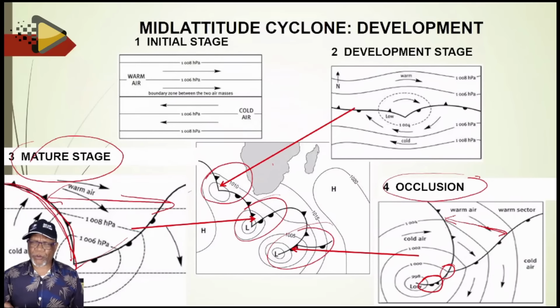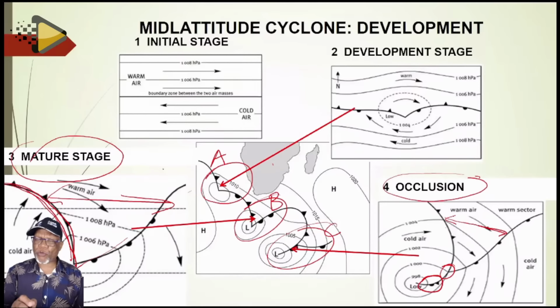Now, if the question says, suppose we say this is a mid-latitude cyclone A, this one is B, and this one is C. The question is, among the three mid-latitude cyclones, which one is older? So like I said, this is a baby, this is an adult, and this is an old. Because they move from west to east, the one that is further east will be the older one. And you can even see with the characteristics, this one has already occluded. Occlusion has taken place here.